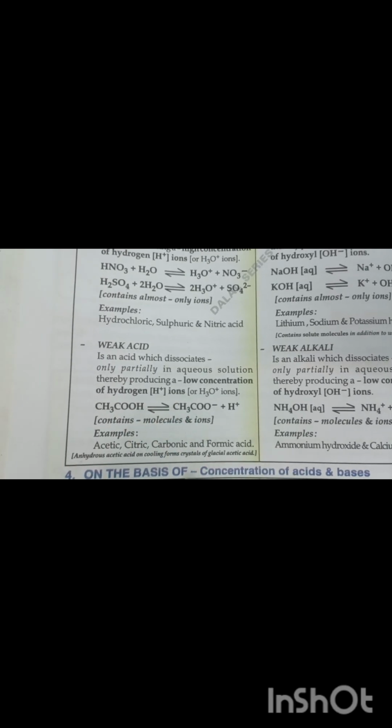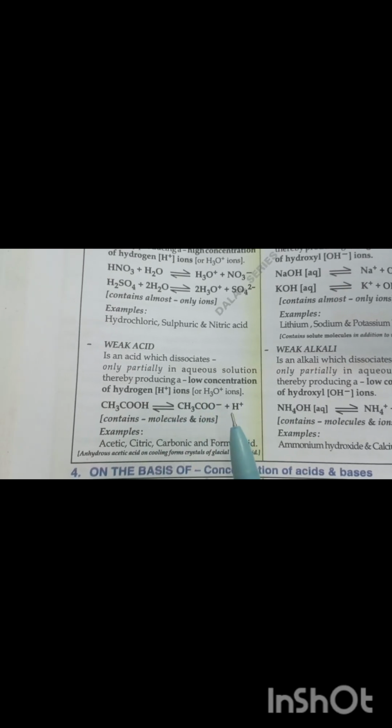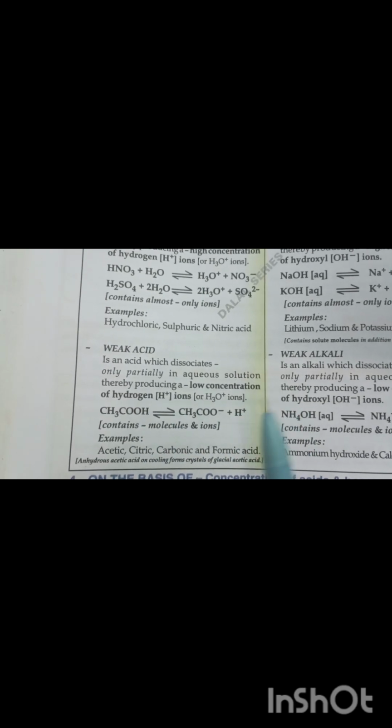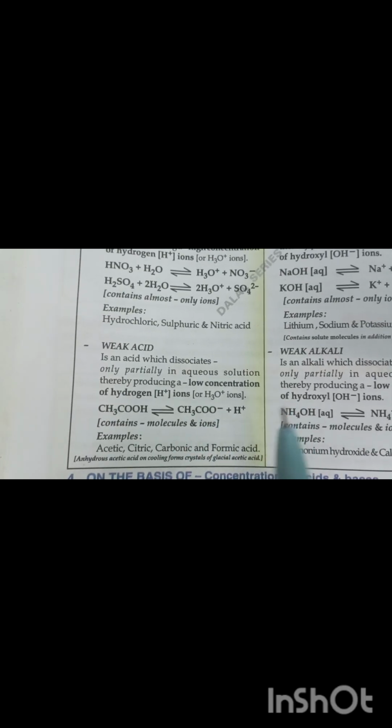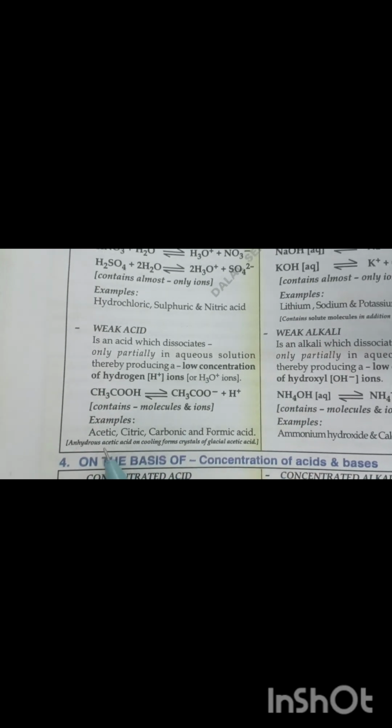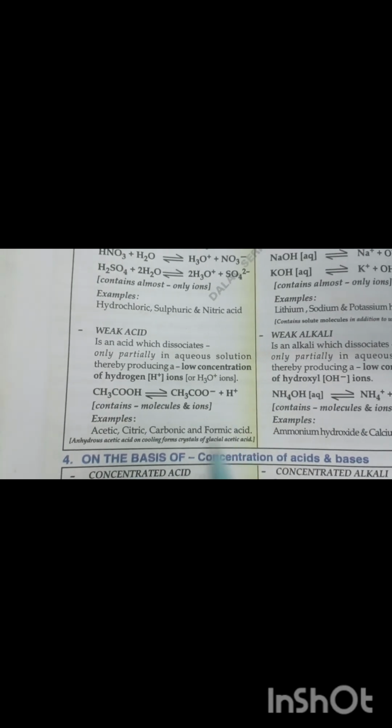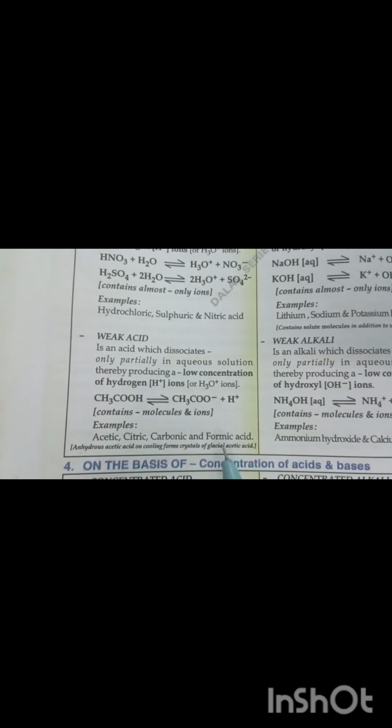Why? Because it is a weak acid, hence it does not dissociate completely in its aqueous medium. It dissociates only partially. All the acetic acid molecules will not dissociate to provide acetate and hydrogen ions. Some of the molecules will dissociate and some will remain as such. Examples are acetic acid, citric acid, carbonic acid also, and formic acid. Formic acid is found in bee stings.